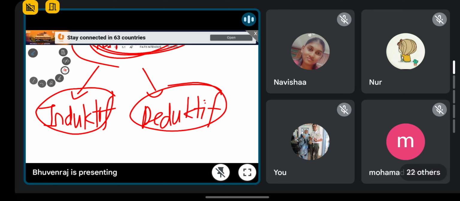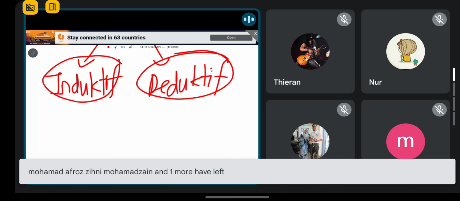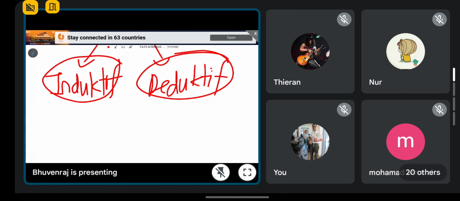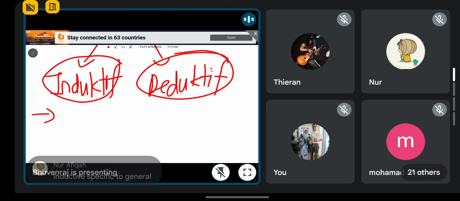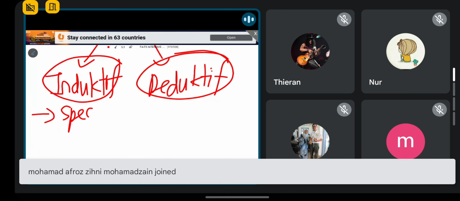Okay, guys, if I talk about inductive, dia pergi dari am ke spesifik atau spesifik ke am. Does inductive mean go from general to specific or specific to general? Ini adalah konsep yang kamu kena faham. One of the concepts. Specific to general or general to specific? This one, inductive. Cuba lihat balik soalan yang pernah kamu buat. Very good. Specific to general, okay, very good.